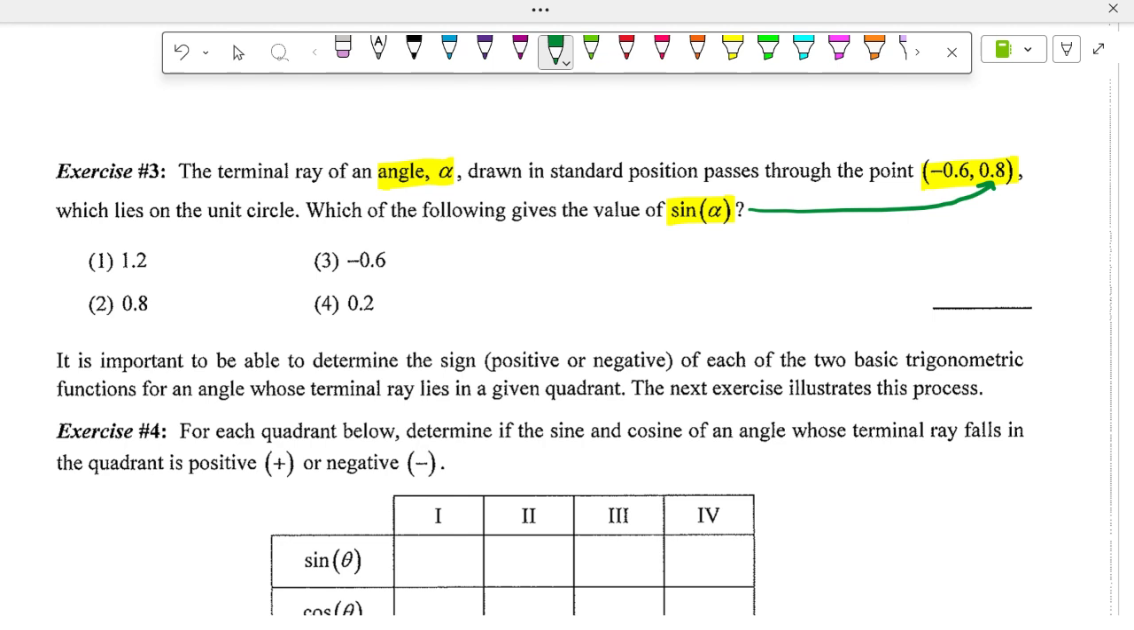I mean, you were right. I was doing it both ways. So the answer is 0.8.